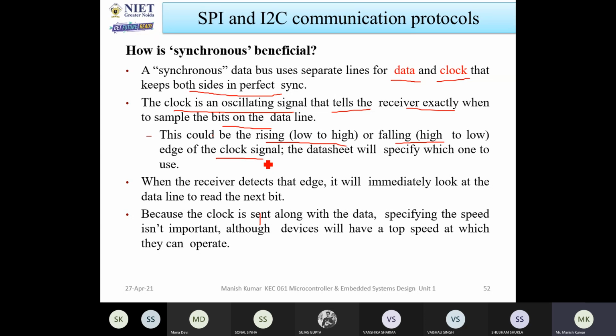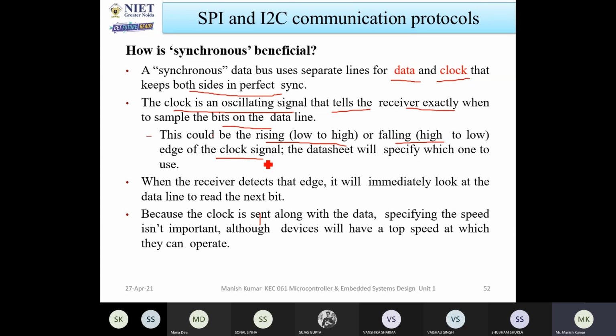Let us consider when the transfer will happen. There are two options. Either it will happen at the rising edge, when it goes low to high, or at the falling edge, high to low. Rising edge is 0 to 1 and falling edge is 1 to 0. So you have to select any one.